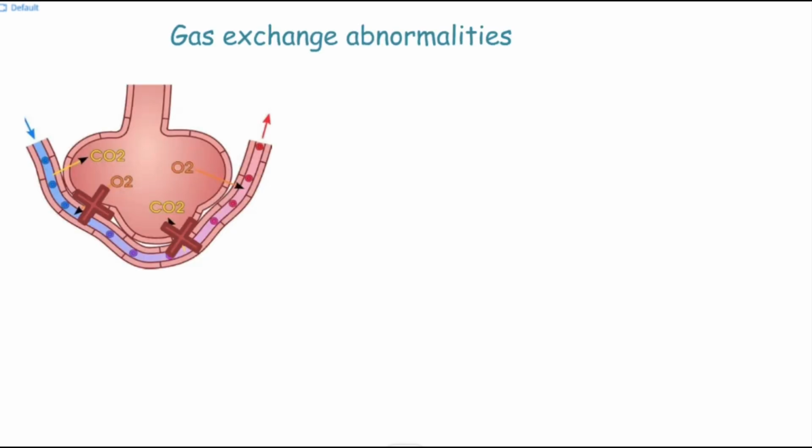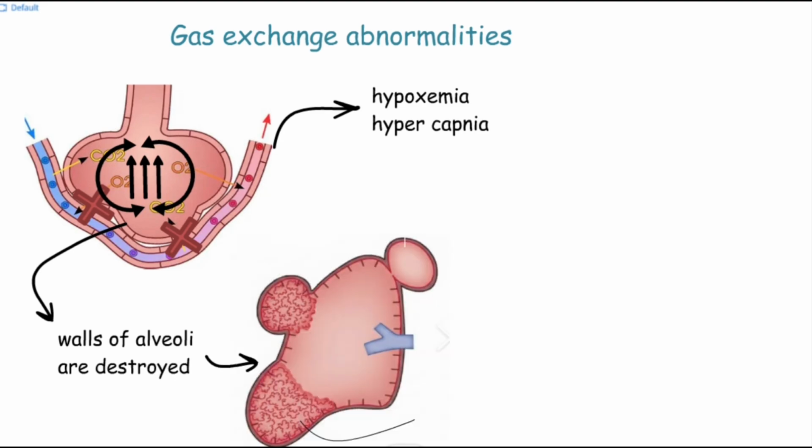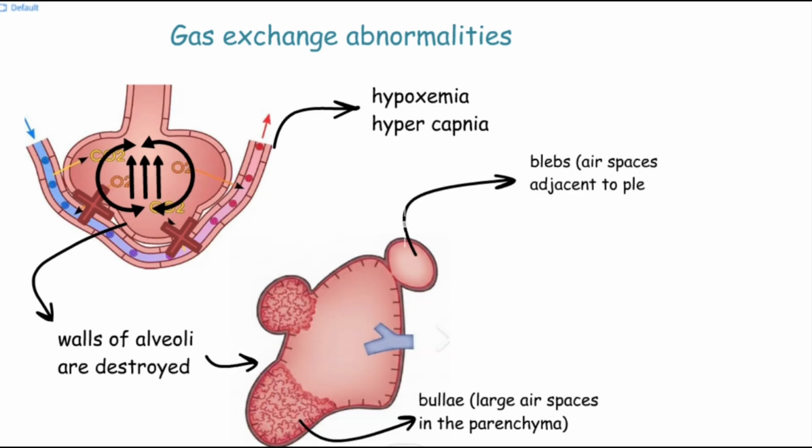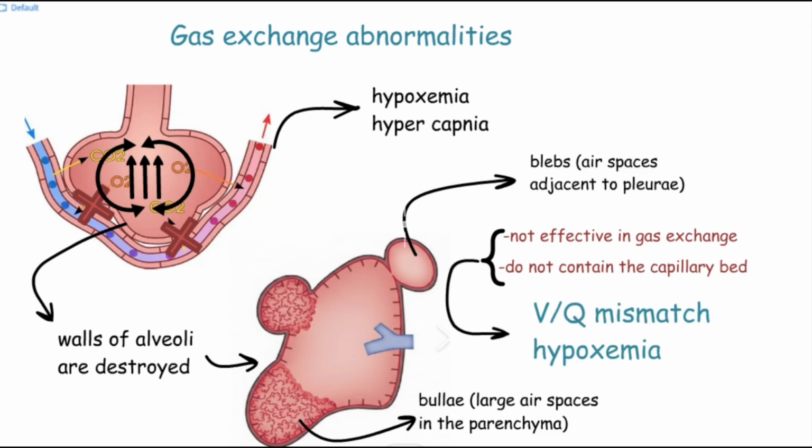Gas exchange abnormalities result in hypoxemia and hypercapnia, increased CO2, as the disease worsens. As the air trapping increases, walls of alveoli are destroyed, and bullae, large air spaces in the parenchyma, and blebs, air spaces adjacent to pleura, can form. Bullae and blebs are not effective in gas exchange since they do not contain the capillary bed that normally surrounds each alveolus. Therefore, a significant ventilation perfusion, VQ, mismatch, and hypoxemia result.